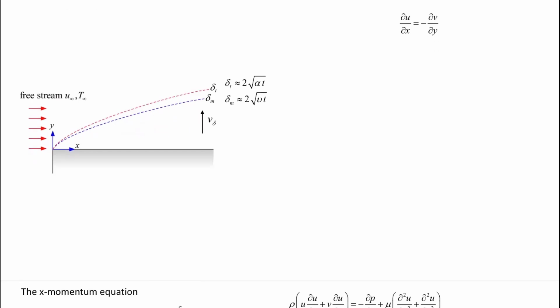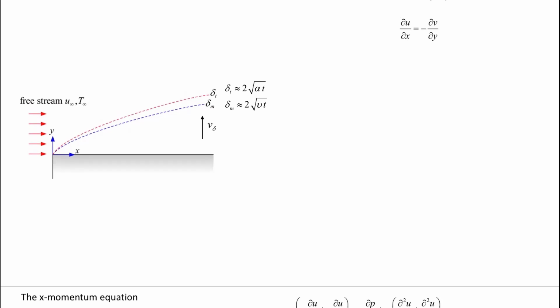A couple other things to point out. Remembering from last time, from the boundary layer thickness model, we said delta M over X is approximately equal to 2 over the square root of the Reynolds number. And delta T over X is approximately equal to 2 over the square root of Reynolds times Prandtl. Those were our solutions from last time.